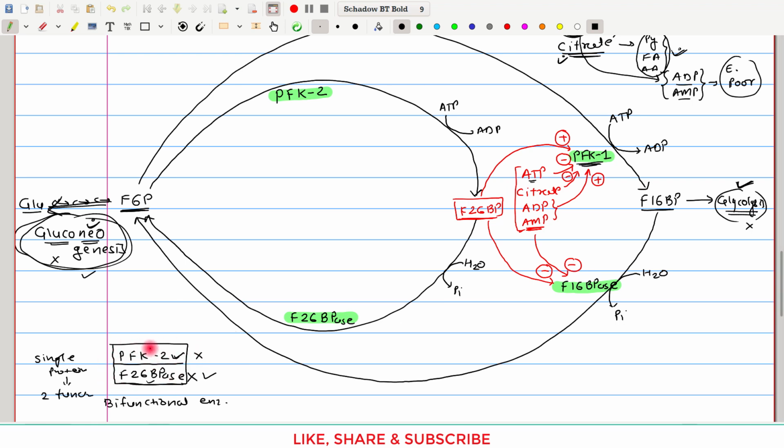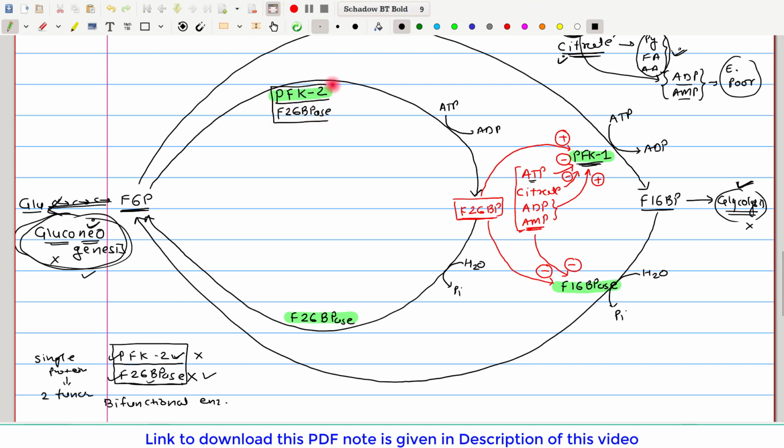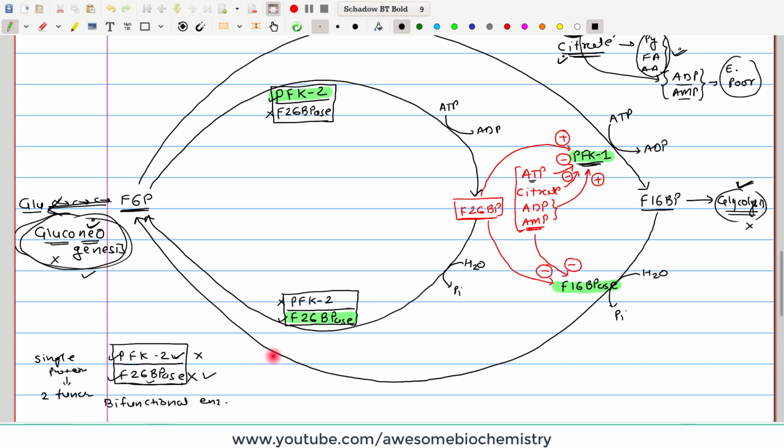Now what determines which function will be carried out, right? But before that, let's write this complete structure at both places. So here phosphofructokinase 2 is active and fructose 2,6-bisphosphatase is inactive, and this is the single protein molecule. Similarly, here fructose 2,6-bisphosphatase is active, but phosphofructokinase 2 is inactive, and this is the single molecule of protein, right? So as we can see, here phosphofructokinase 2 is active but fructose 2,6-bisphosphatase is inactive, and here phosphofructokinase 2 is inactive and fructose 2,6-bisphosphatase is active.